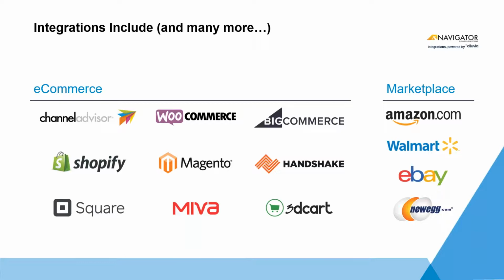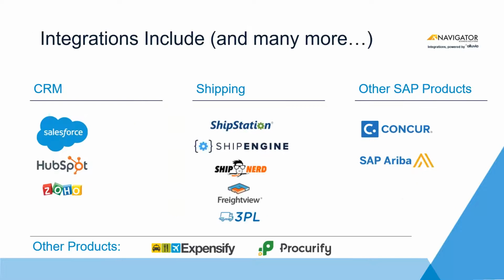So in e-commerce, we integrate to the likes of Shopify, WooCommerce, BigCommerce, Magento, ChannelAdvisor from an e-commerce standpoint, Square from a point of sale, as well as Shopify from a point of sale perspective. Marketplaces, Amazon, Walmart, eBay, the usual suspects. From a CRM, we have very tight integration to Salesforce, HubSpot, and Zoho. ShipStation is by far our number 1 shipping solution that we integrate to, although we do others as well as 3PL. And our other SAP products such as Concur and Ariba, Concur on an expense management and Ariba on the procurement side. We also integrate to Expensify and Procurify.